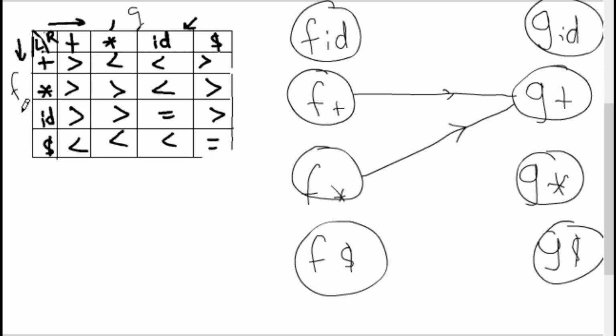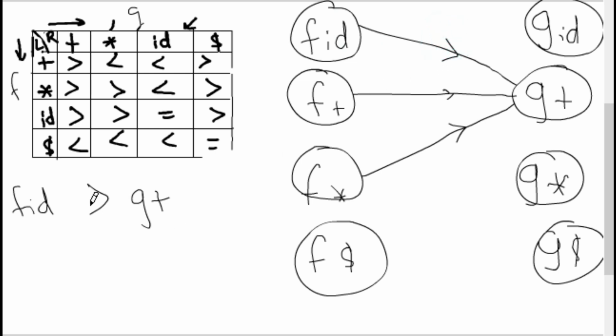This is f id and this is f plus. G plus. Everything on the top is g. So between f id and g plus there is this symbol, which means f id goes to g plus. So f id goes to g plus, this one, like this.